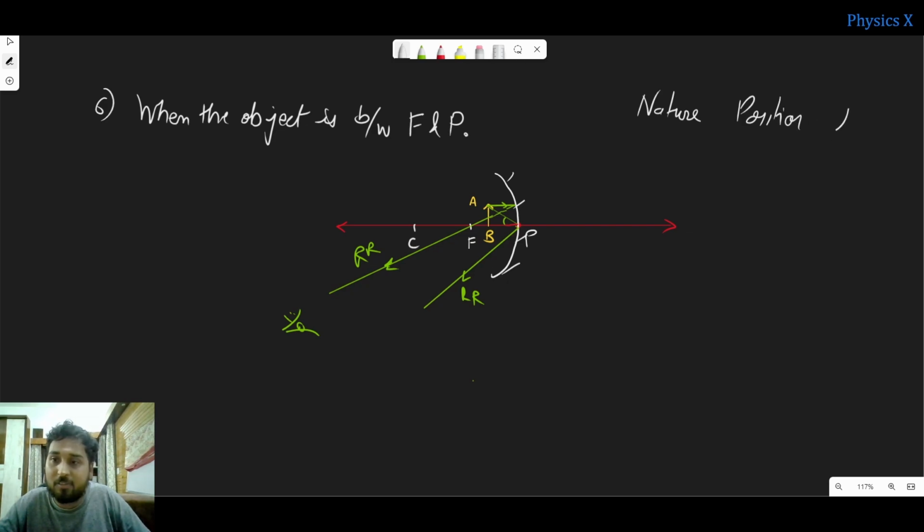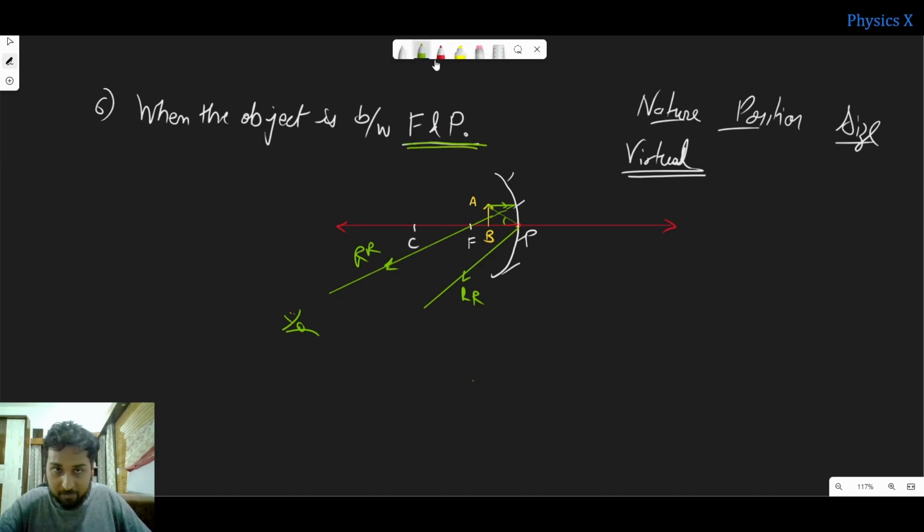That means the nature of the image will be virtual. This is the first time we observe that a virtual image is getting formed in the case of a concave mirror, and that is the only case: when the object is between F and P.